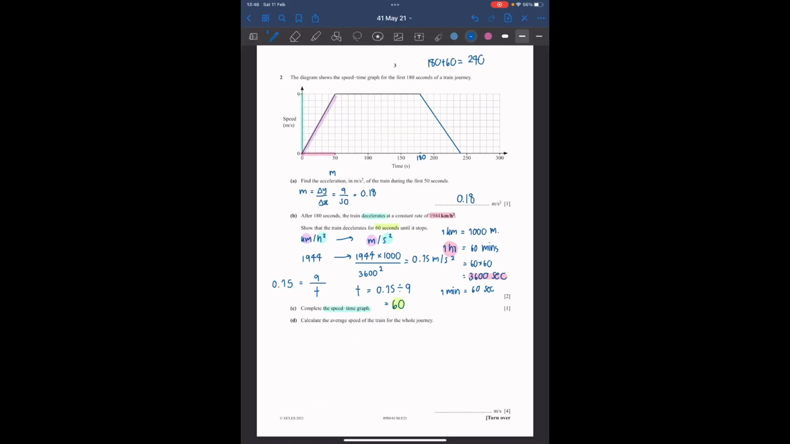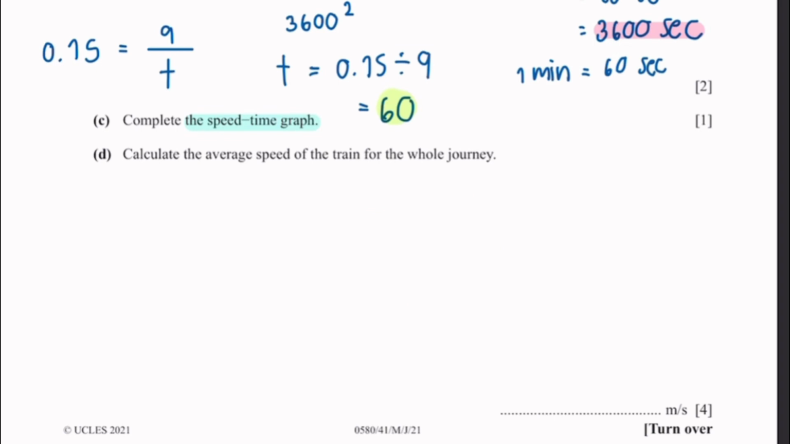Next, complete the speed time graph. So we have done this before. Calculate the average speed of the train for the whole journey.